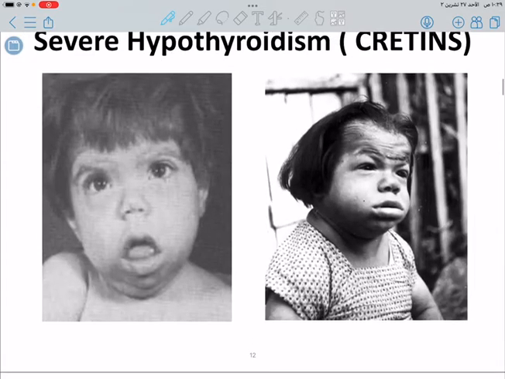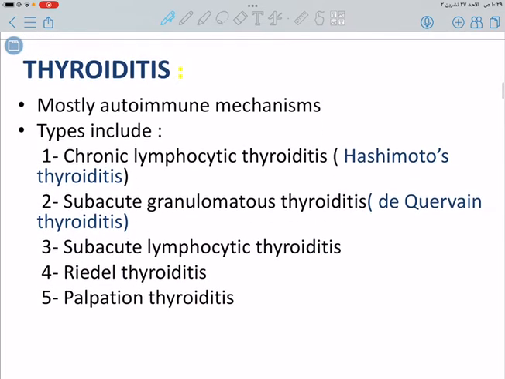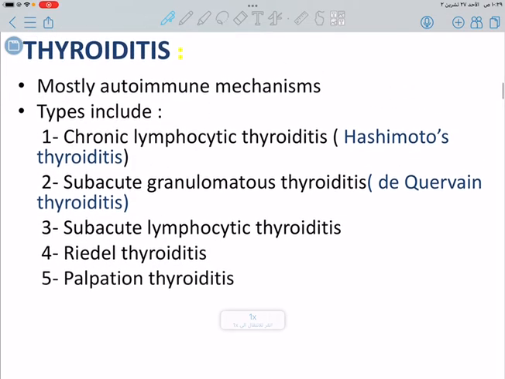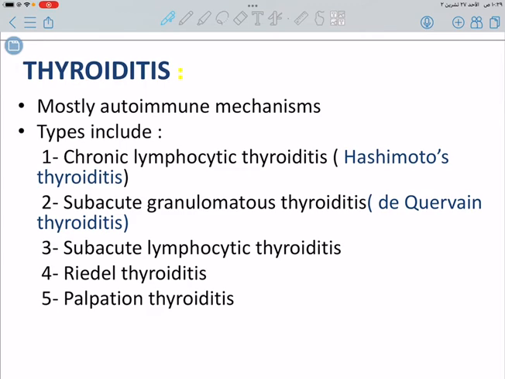Thyroiditis: anything with the suffix itis means inflammation. Thyroiditis is inflammation of the thyroid. We said it's one of the causes of thyrotoxicosis that is not associated with hyperthyroid. What happens? Inflammatory cells destroy the thyroid follicular cells, so T3 and T4 are released more than expected, leading to thyrotoxicosis in some of the cases. We'll talk about them in detail: chronic lymphocytic thyroiditis or Hashimoto's thyroiditis, subacute granulomatous thyroiditis or De Quervain thyroiditis, subacute lymphocytic thyroiditis, and Riedel thyroiditis. The fifth one, palpation thyroiditis, we will not mention.